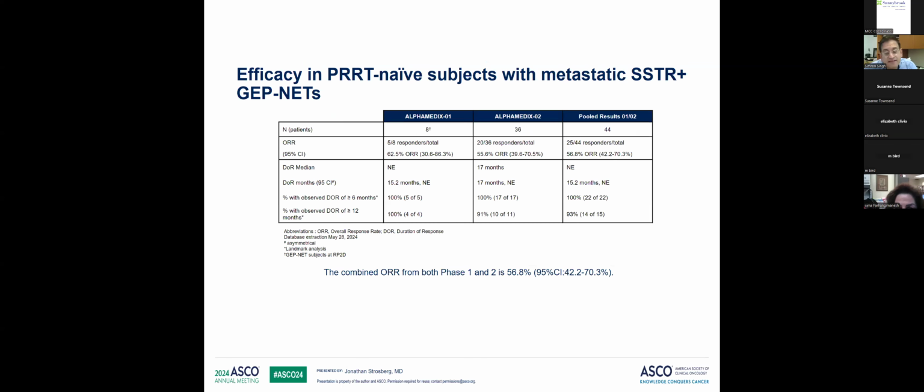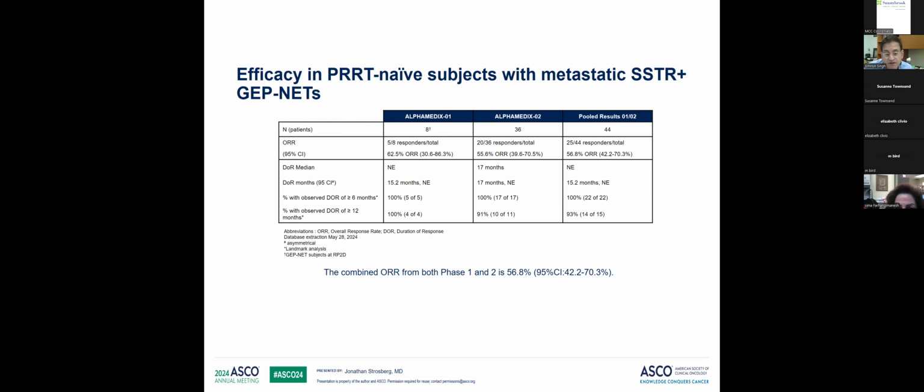And here's the efficacy that they've shown. I think the key point here is the high level of response rates we're seeing. So, we continue with each subsequent trial to improve our response rates. And the combined overall response rate in this phase 1 and phase 2 trial was 56.8%.